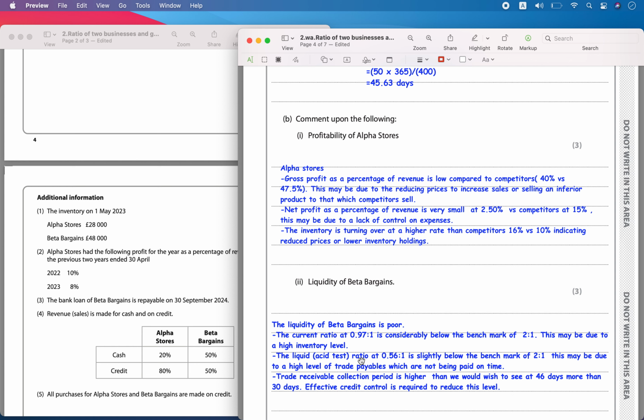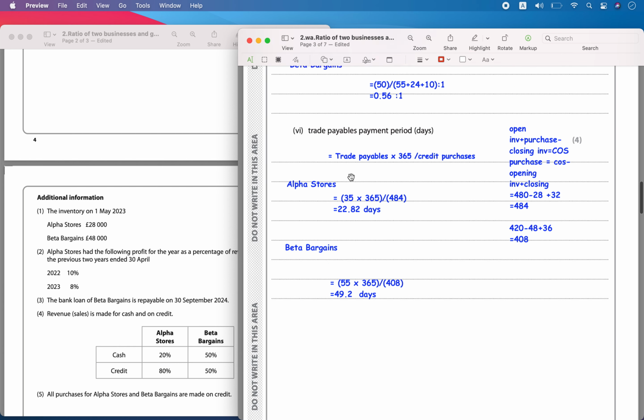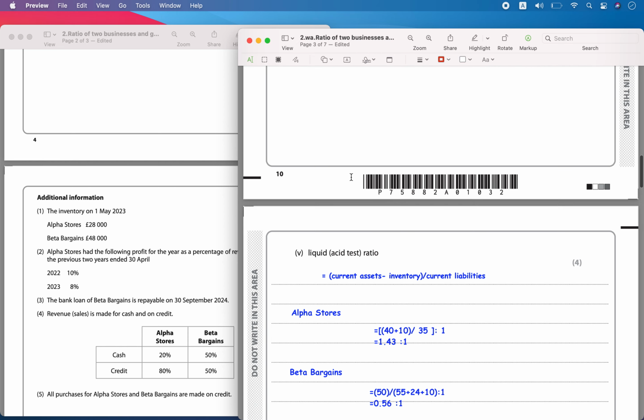Then the liquid or acid test ratio, which is calculated without the inventory, was 0.56 to 1, which was slightly below the benchmark of 2 to 1. That may be due to a high level of trade payables which were not being paid on time. The benchmark is around 2 to 1, and it was below this benchmark, which means it has a high value of trade payables.